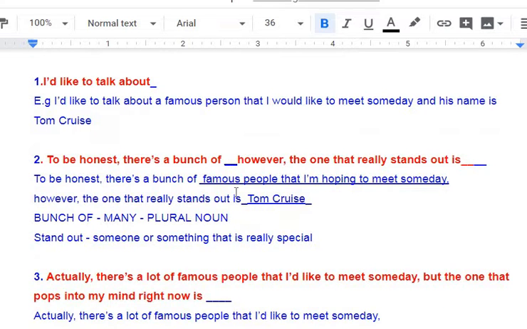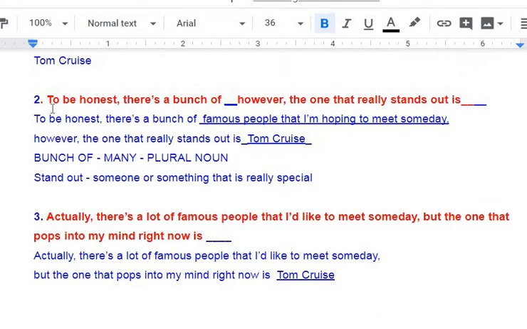Number one, you can say, I'd like to talk about. Example, I'd like to talk about a famous person that I would like to meet someday, and his name is Tom Cruise. Personally, I think that this is a very simple and very common way to introduce a topic, and you might get a low score for this. So to be honest, I don't really recommend this to my students, especially for those who want to get 7 and higher. The second way to introduce the topic is by using this.